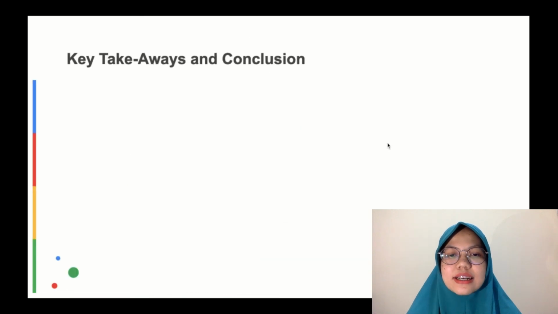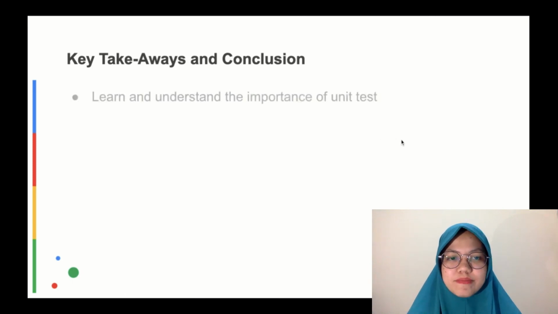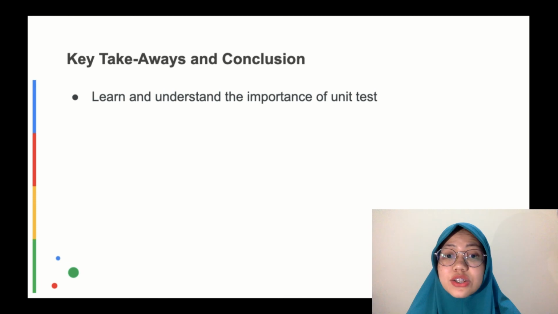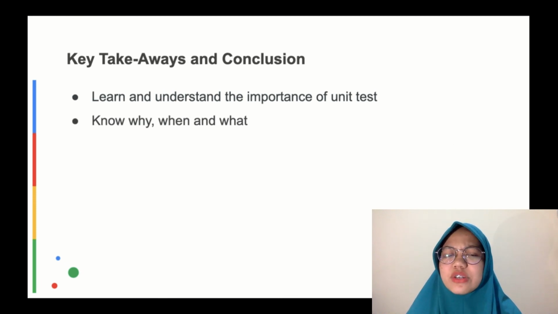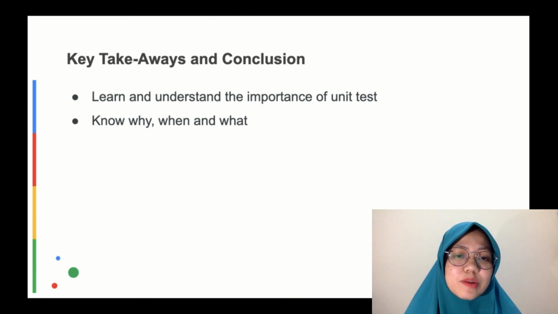And let's conclude this presentation. And these are the key takeaways and the conclusion. The first one, we learn and understand the importance of unit tests, and then we know why we do unit tests, when we should do unit tests, and what is unit test actually. Okay, so why? Because it is to validate our software performance. It is to show whether or not it's working correctly. It detects early bugs and stuff.